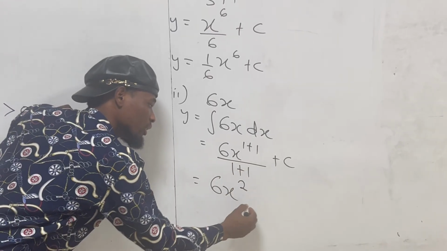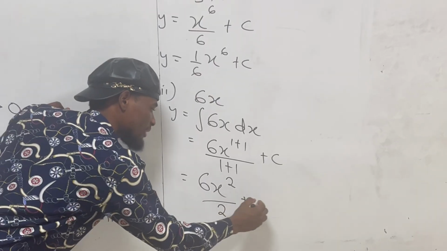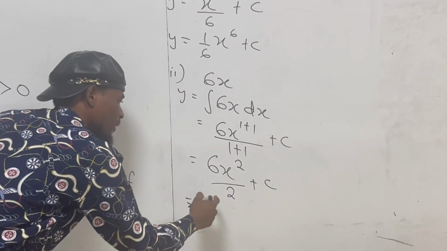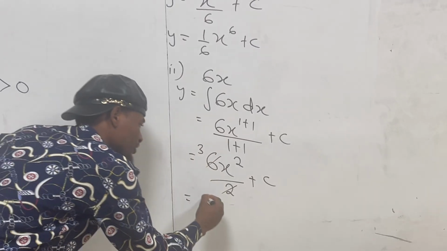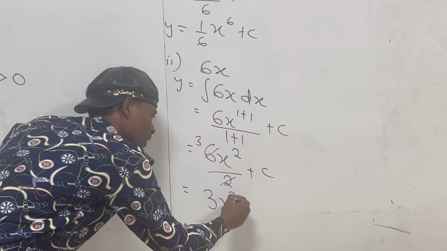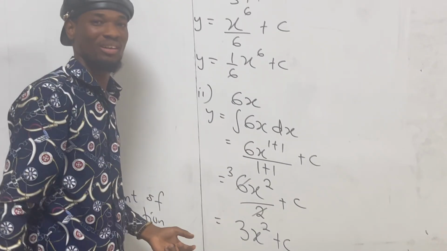2. Then all over the new exponent, which is 2. Then plus c. So therefore, 2 divides 6 3 times. So I have 3x squared plus c. As simple as that.